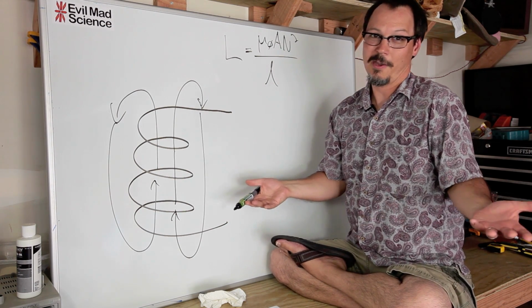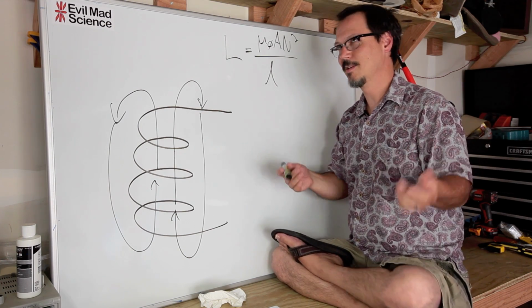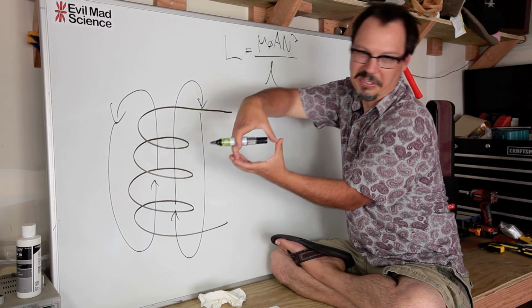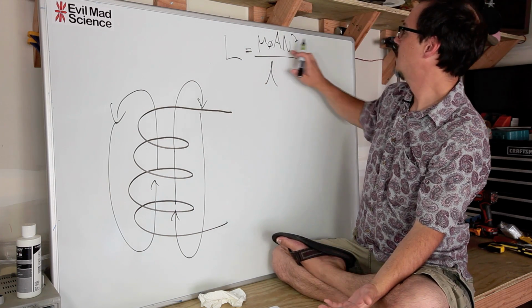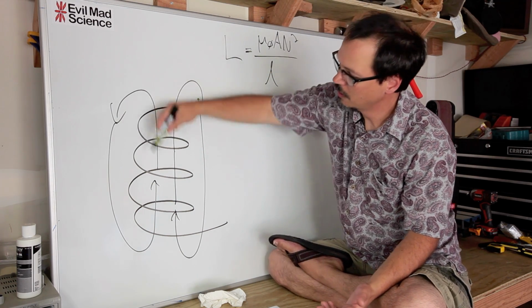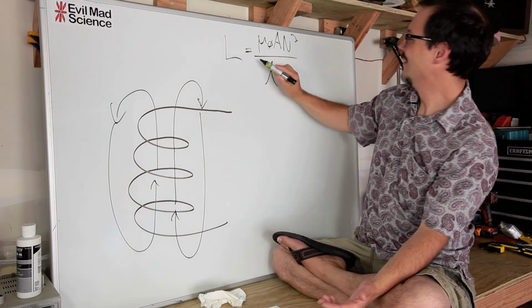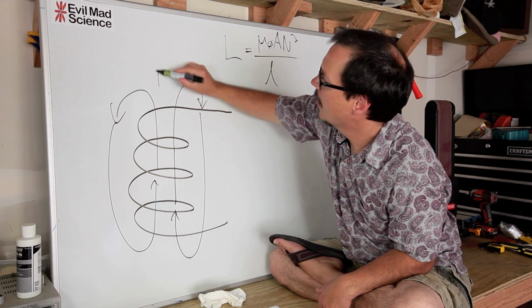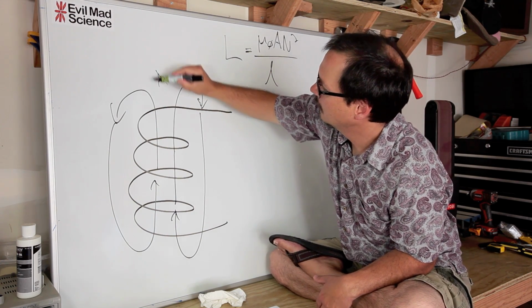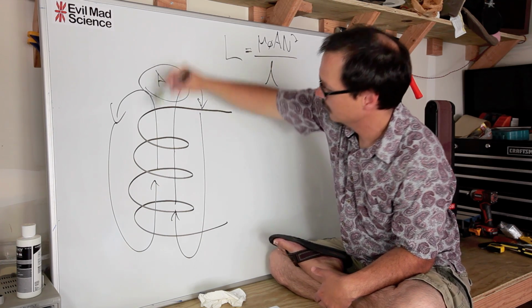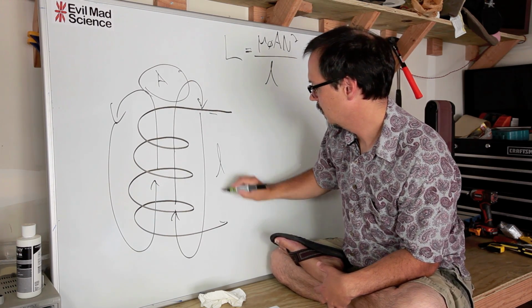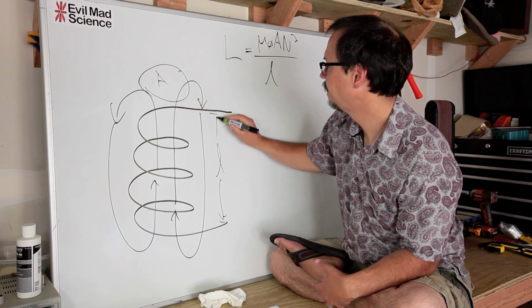Actually, the term is a solenoid. I'll explain that later. I'm going to explain a lot of things later. The area of this cylinder, times the number of turns squared, divided by the length of this thing. So A is the area of the cylinder. L is from here to here, okay?